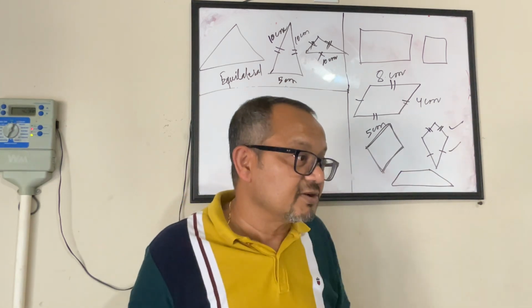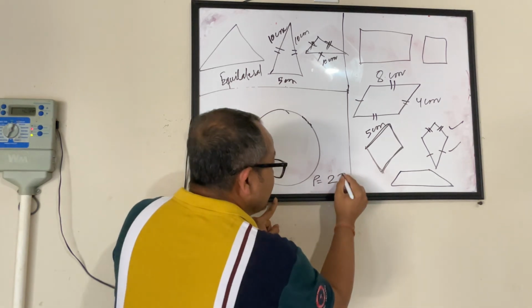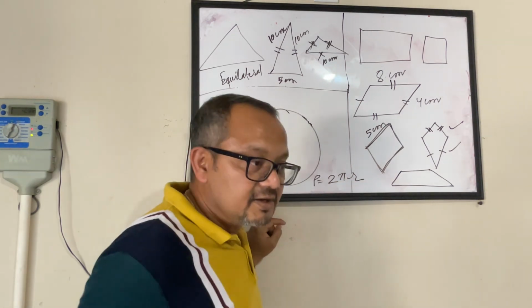Yep, you want to say something? Perimeter of a circle is 2 times pi times r.